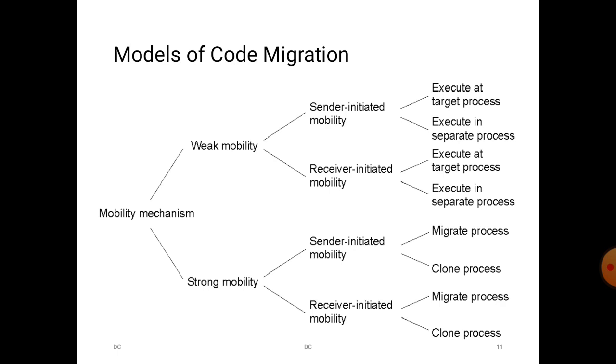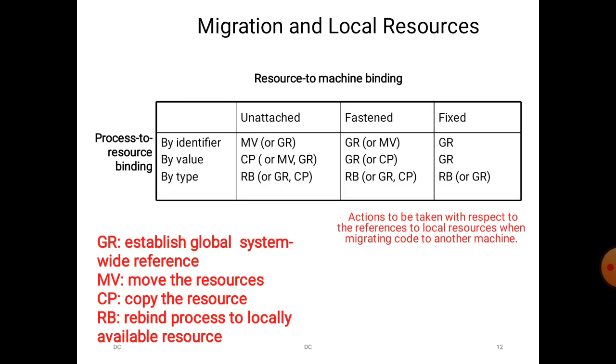The same thing applies when we talk about strong mobility, which has the same two base cases. A sender can initiate mobility, or a receiver can initiate, asking for mobility. In the case of the sender, they can migrate the process, sending it from one place to another, or they can make a copy of the process and send it wherever it is needed. That we call a clone process. The same in receiver initiated mobility. Again we have two options: we can migrate the entire process or we can clone the process.